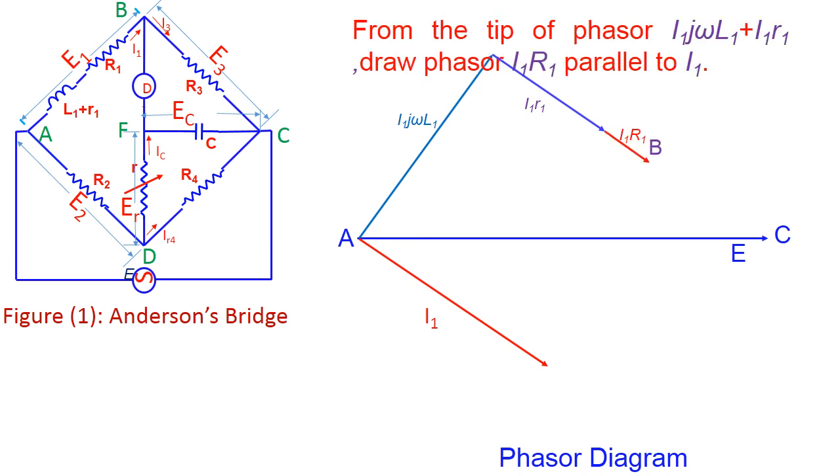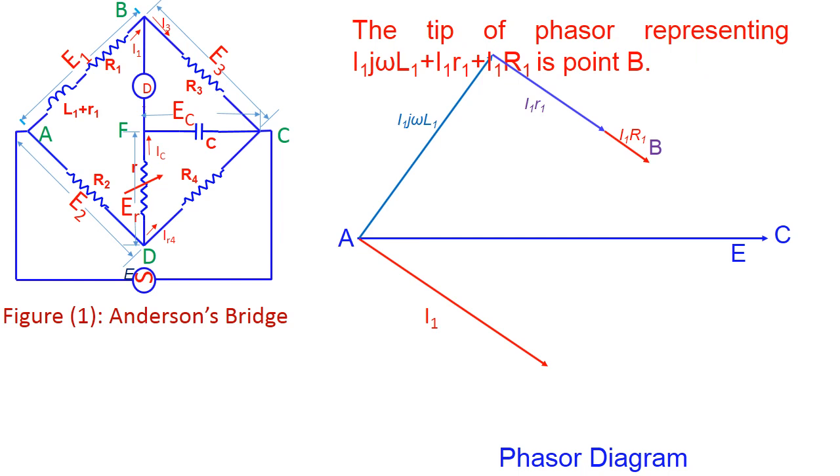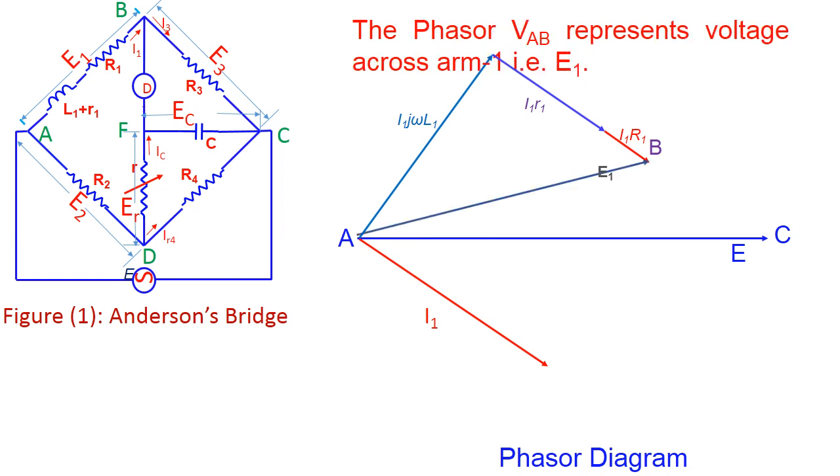Now, we will draw a phasor which represents the voltage drop across external resistance R1. From the tip of the phasor I1 j omega L1 plus I1 r1, draw a phasor having length equal to I1 R1. This should be parallel to the I1 phasor. The tip of the phasor representing I1 j omega L1 plus I1 r1 plus I1 R1 is point B. The phasor VAB represents voltage across arm 1, that is E1.